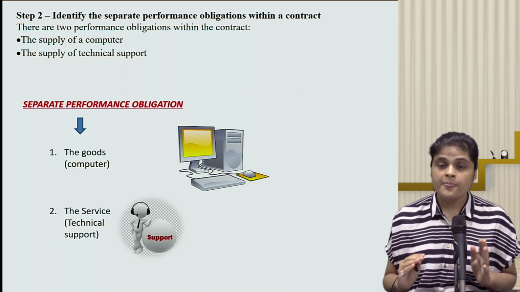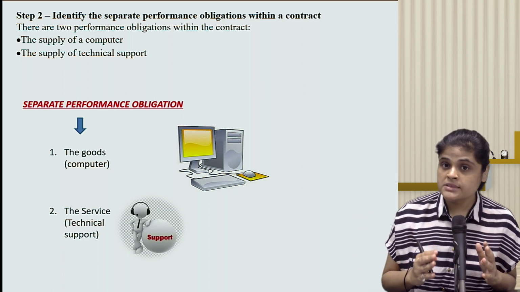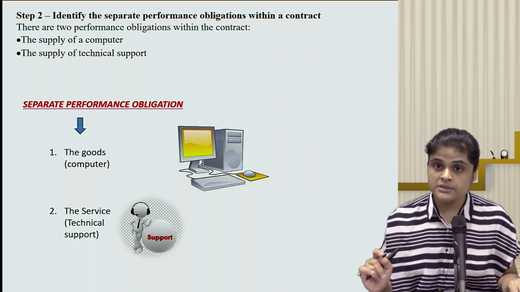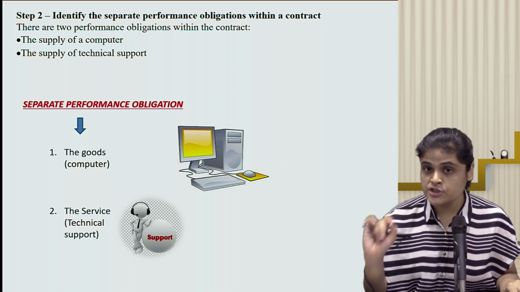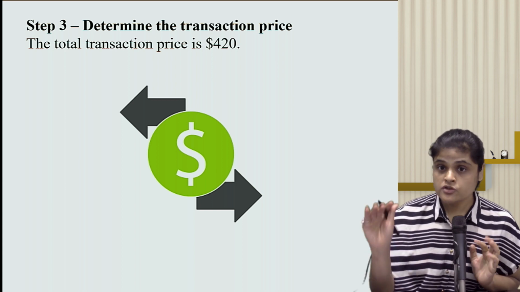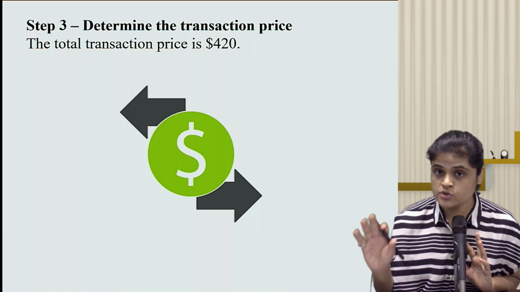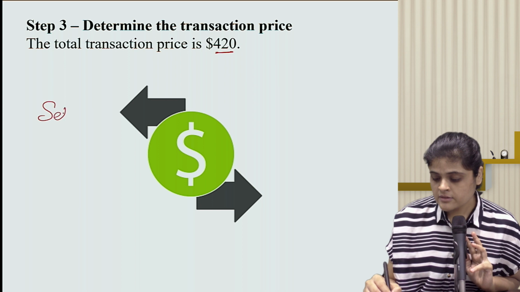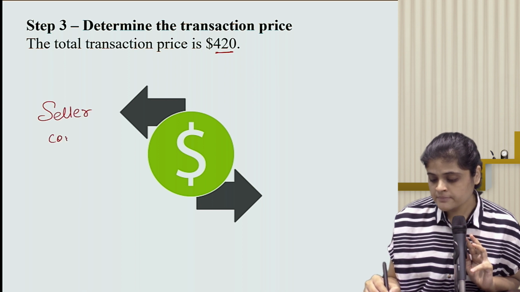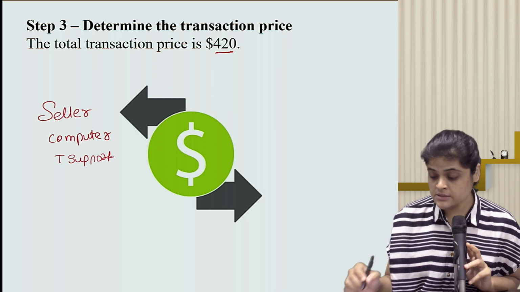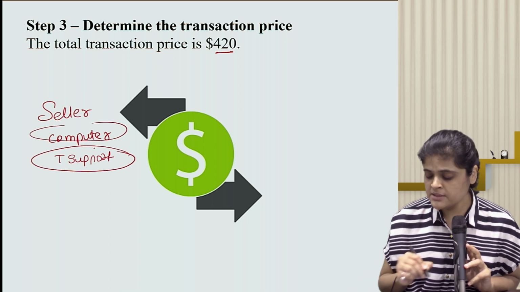Okay. Once we have identified what is the promise that the seller needs to fulfill, we go to step number 3. In step number 3, we determine what is the transaction price. Meaning, what is the deal between the seller and the buyer. So here, based on the situation, the transaction price is 420. The seller will provide computer and technical support to the buyer for 12 months. Computer only once, support for 12 months.